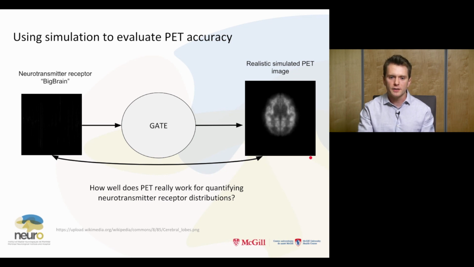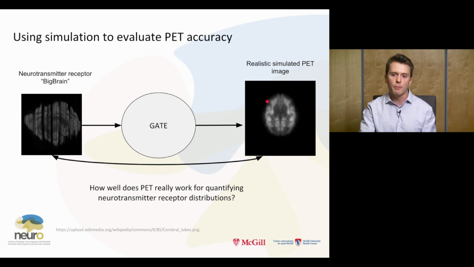So finally, to summarize, what I still aim to do before the end of my PhD is take these neurotransmitter receptors. Oh, the GIF isn't working, but that's okay. So this is supposed to be the neurotransmitter receptors here, and put them into, oh, okay, there it is. It's coming slowly. Take these, put them into GATE, and then eventually come up with a realistic simulated PET image, which is based on a super realistic PET simulator and a near ground truth representation of neurotransmitter receptor distributions in the human brain. Then we will finally be able to compare how well a realistic simulated PET image compares to what we put into the PET scanner. And we'll be able to really assess how well PET is working to quantify neuroreceptor densities.